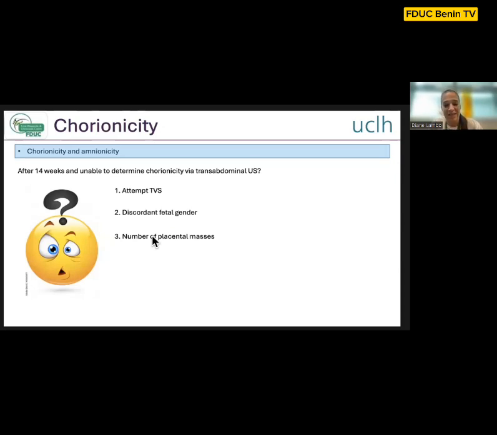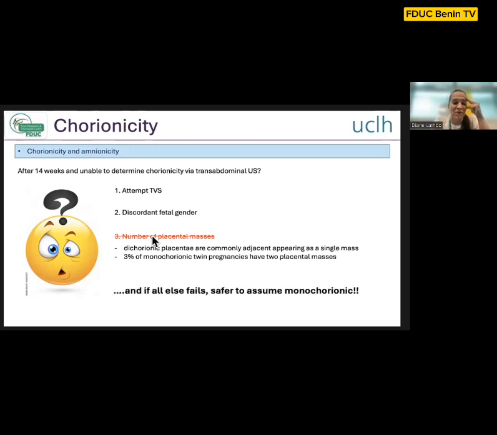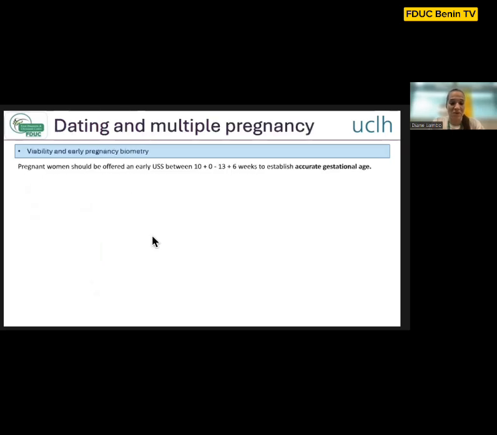The number of placental masses can also sometimes be helpful. However, it's important to recognize that in many dichorionic pregnancies, the placentas can be very close together and therefore appear as a single mass. And actually, although I don't quite understand the mechanism by which this happens, in about 3% of monochorionic twin pregnancies, you can have 2 placental masses. So the recommendation is not really to rely on this as a way of being able to determine chorionicity. And then if all else fails, so if you really don't know, because TVS has not added any information, it's the same fetal gender for both twins, then really it's always safer to assume that the pregnancy is monochorionic and treat it as such, because of the implications of not.